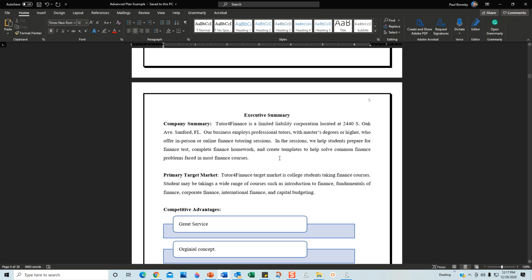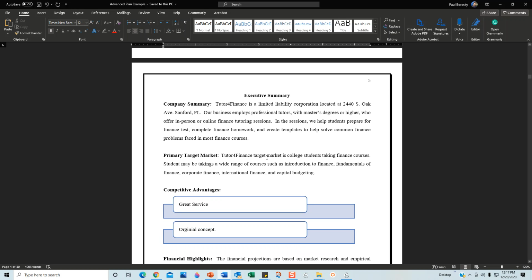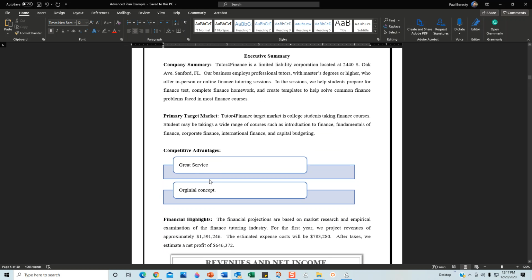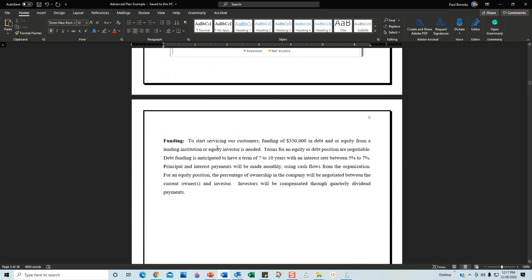I'm not going to introduce any topics or talk about any aspects of the business in the executive summary that does not have details in the business plan to support the statements made in the executive summary. Some of the topics covered in the executive summary are the company summary, primary target market, competitive advantages, financial highlights, and then the funding request.